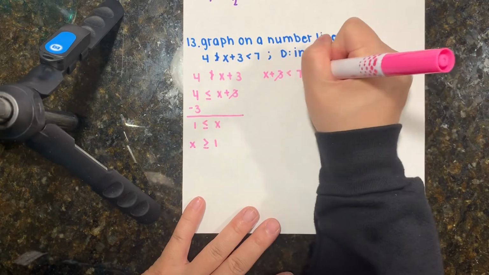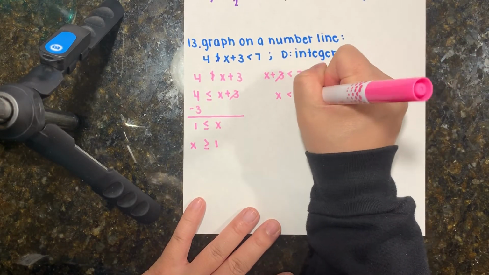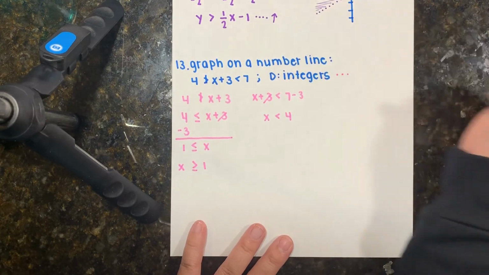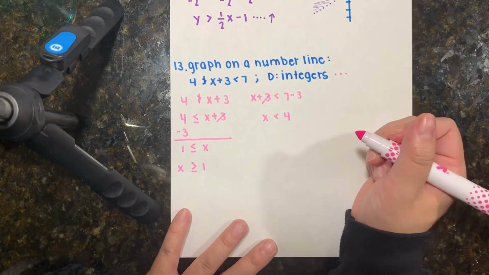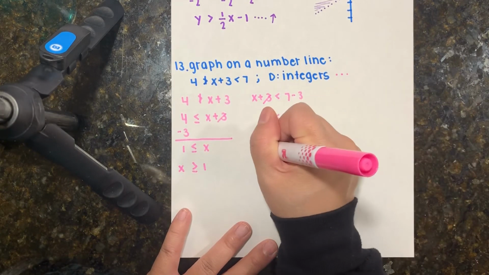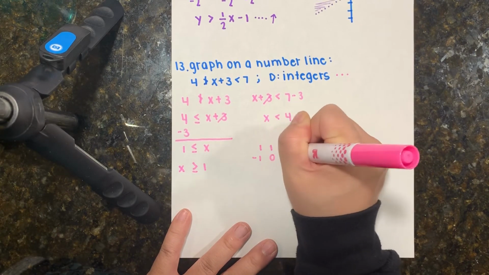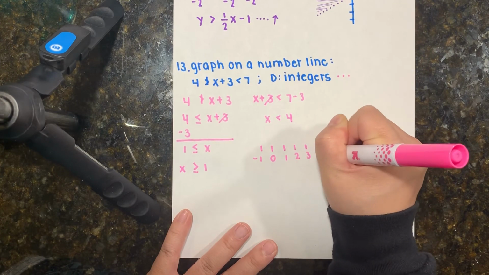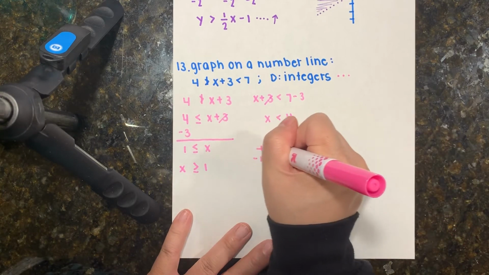For this one, I'm gonna subtract 3 to the other side. So I have x is less than 4. The domain is integer, so remember that's points, not a dot with an arrow. Now I'm gonna make my number line. -1, 0, 1, 2, 3, 4, 5, and 6. That's my number line.